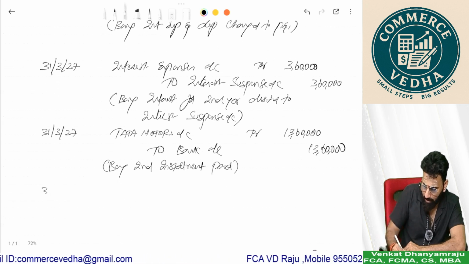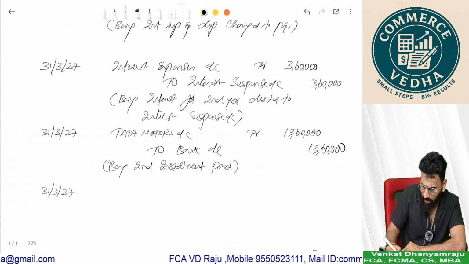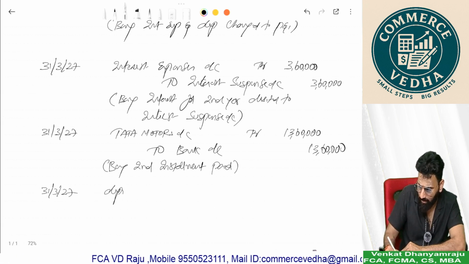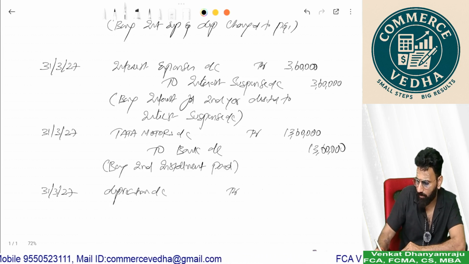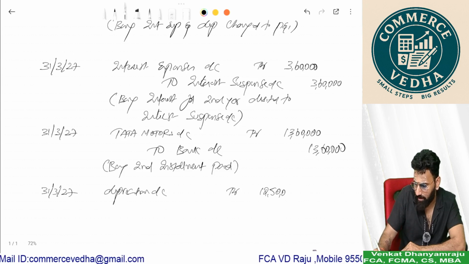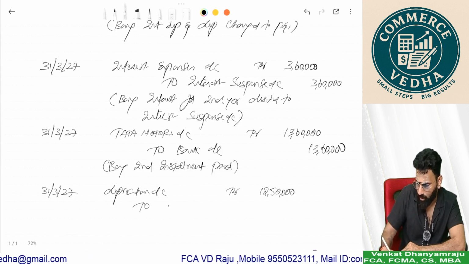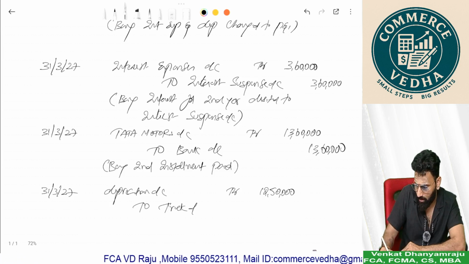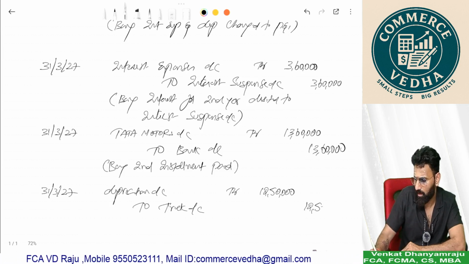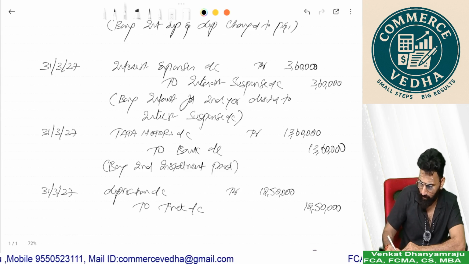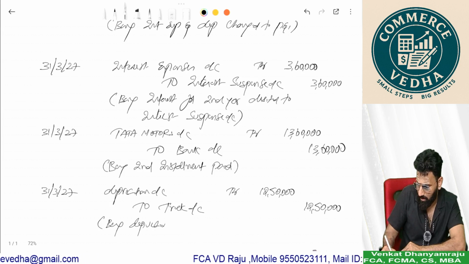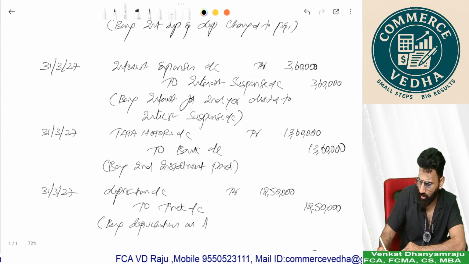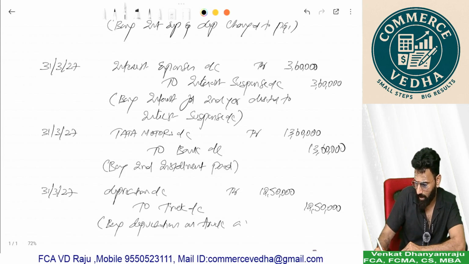Now, same year, at the end of the year, I should depreciate. Depreciation account debit, straight line method, 1250 to truck account 1250, being depreciation on truck accounted.